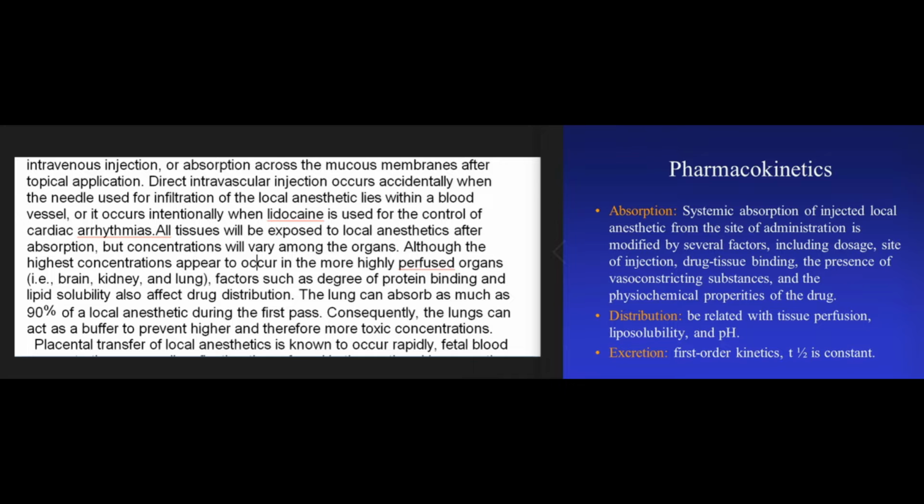All tissues will be exposed to local anesthetics after absorption, but concentrations will vary among the organs. Although the highest concentrations appear to occur in the more highly perfused organs, i.e., brain, kidney, and lung, factors such as degree of protein binding and lipid solubility also affect drug distribution. The lung can absorb as much as 90% of a local anesthetic during the first pass. Consequently, the lungs can act as a buffer to prevent higher and therefore more toxic concentrations.